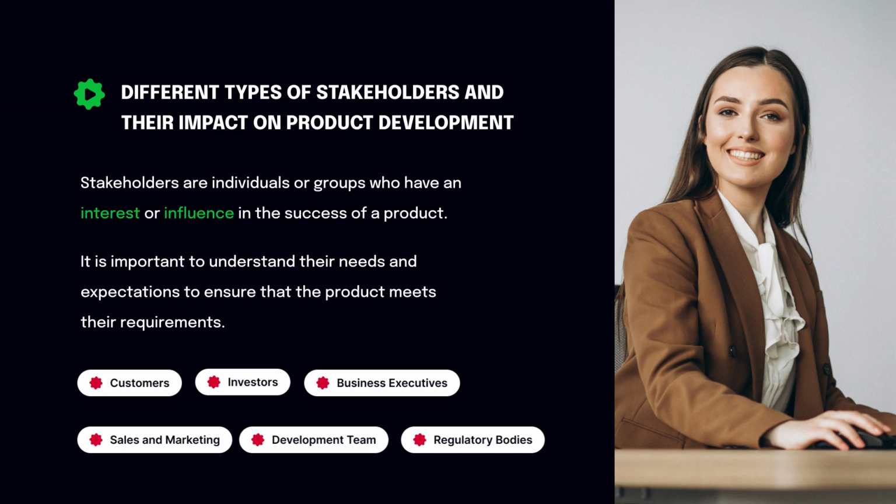Business executives. Business executives are responsible for the overall success of the company and may have specific goals and objectives for the product. Their feedback and input can be critical in determining the direction of the product. Sales and marketing. Sales and marketing teams are responsible for promoting and selling the product to customers. Their input is critical in developing product features that will resonate with customers and meet their needs.